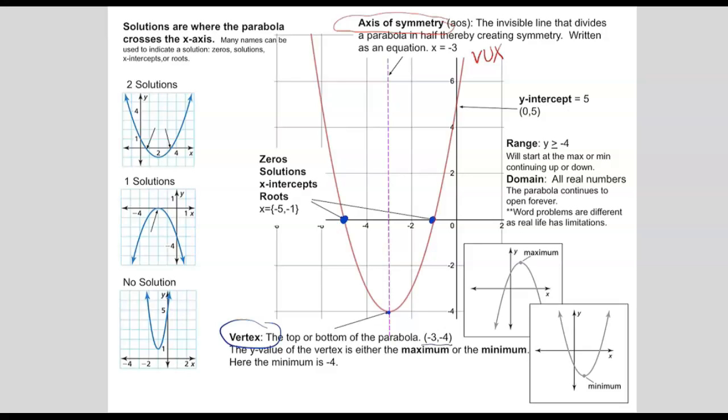So that is your basic overview of quadratics. The fact that a parabola is the U-shape that is made when you graph a quadratic. Axis of symmetry, your y-intercept, your range, your domain, the maximum, minimum. There's quite a bit of vocabulary here, so we're going to take our time working our way through this.